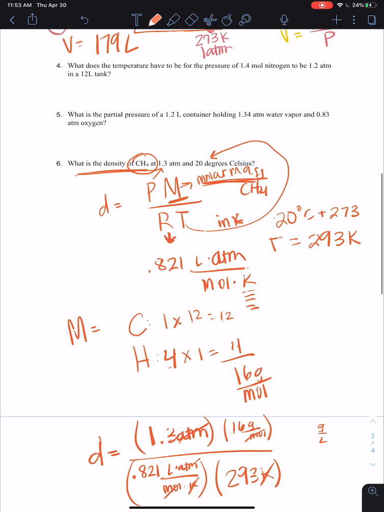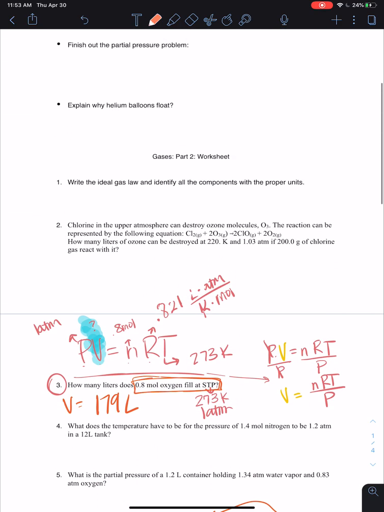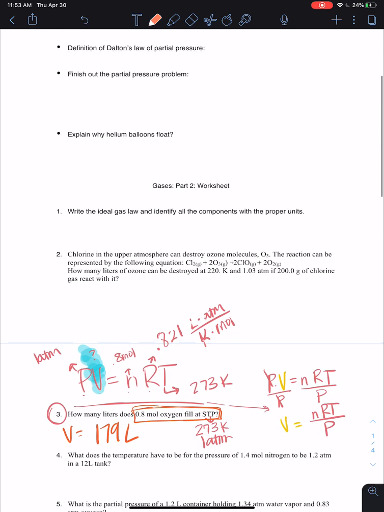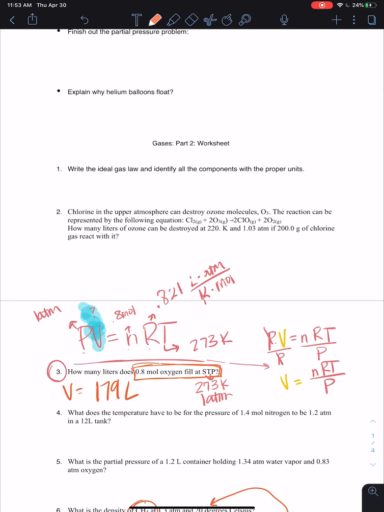All right, so I think that's everything. The other ones, you really can just use this information and plug in the values. So if you have any questions, just email me.